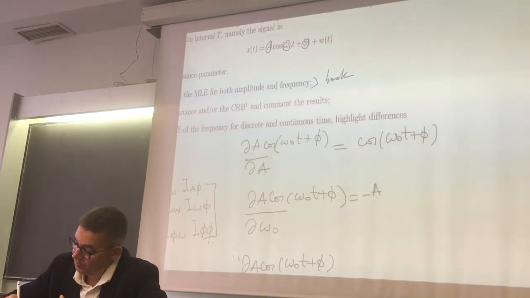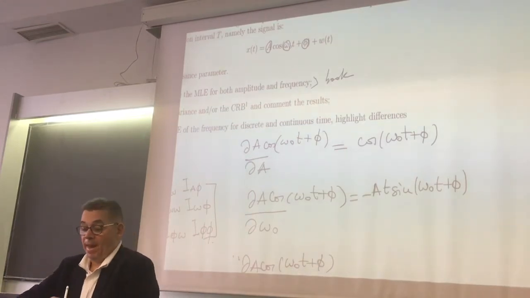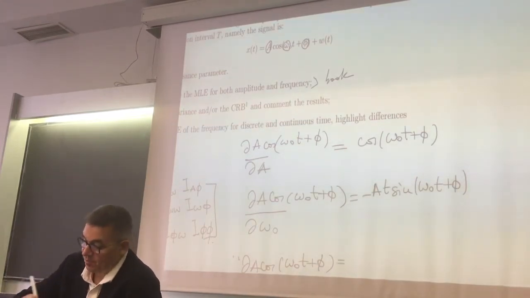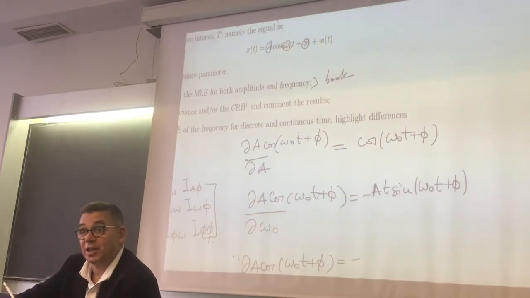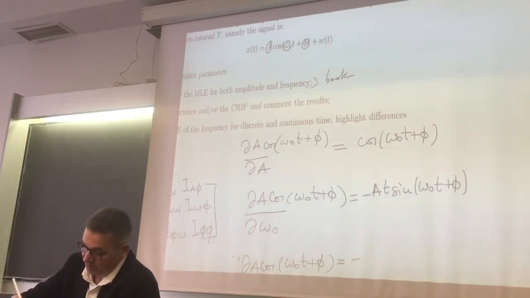Group t here. Okay. Then, what is the derivative with respect to the phase? Well, it's easy. It does not contain the derivative with respect to omega 0 t. So it's a minus A sine of omega 0 t plus phi.